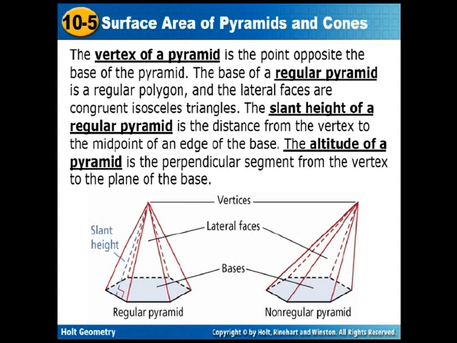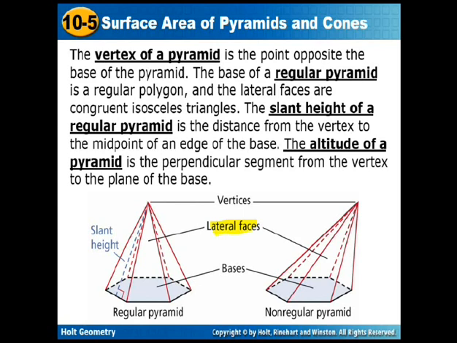There in the prism, we have rectangles in the lateral faces, but here we have triangles in the lateral faces. So the lateral faces are triangles here, you can see obviously, and the base can be any polygon. Here it is a hexagonal pyramid.